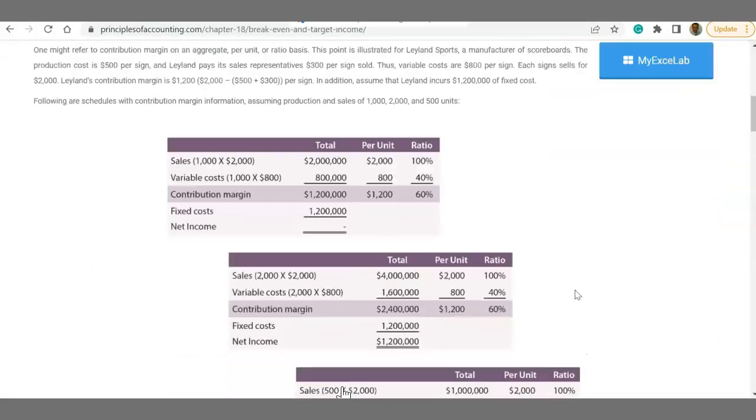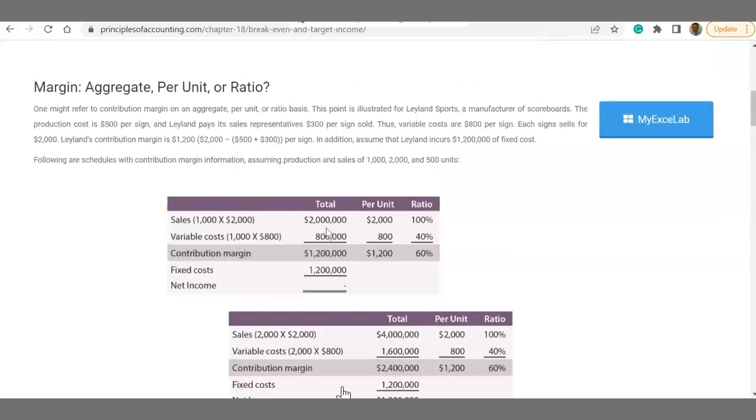Now, you see, in this example, this is what you need to have for, let's say, a cost volume profit analysis section of your project. And that is knowing, okay, what's the total sales? What is the variable cost? What would be the contribution margin? How much fixed expense do you have so you can break even?